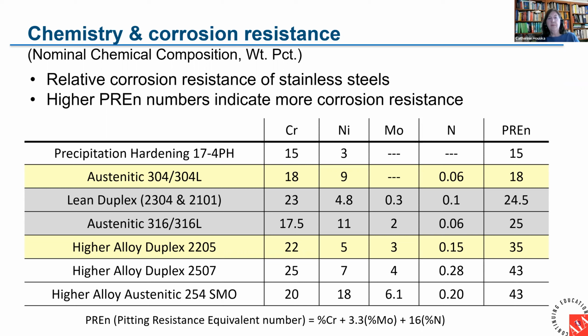So the precipitation hardening stainless steel, 17-4 PH, only has a score of 15. 304 is at 18. The lean duplexes and type 316 are around 25. 2205 duplex is another 10 points higher at 35. And then we have stainless steels that are up in the 40s.